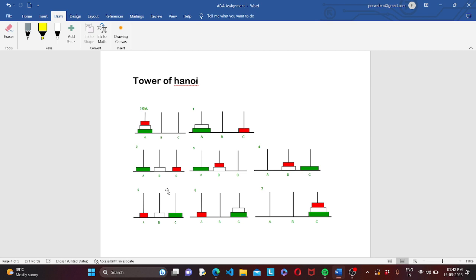So the rules we have to follow: only one disk can be moved at a time. Each move consists of taking the upper disk from one of the stacks and placing it on the top of another stack. That is, a disk can only be moved if it is the uppermost disk on the stack, and no disk may be placed on top of a smaller disk. It means we keep the format of biggest first, then smaller, then smaller. Similarly we have to transfer these disks to another pillar with the same format.